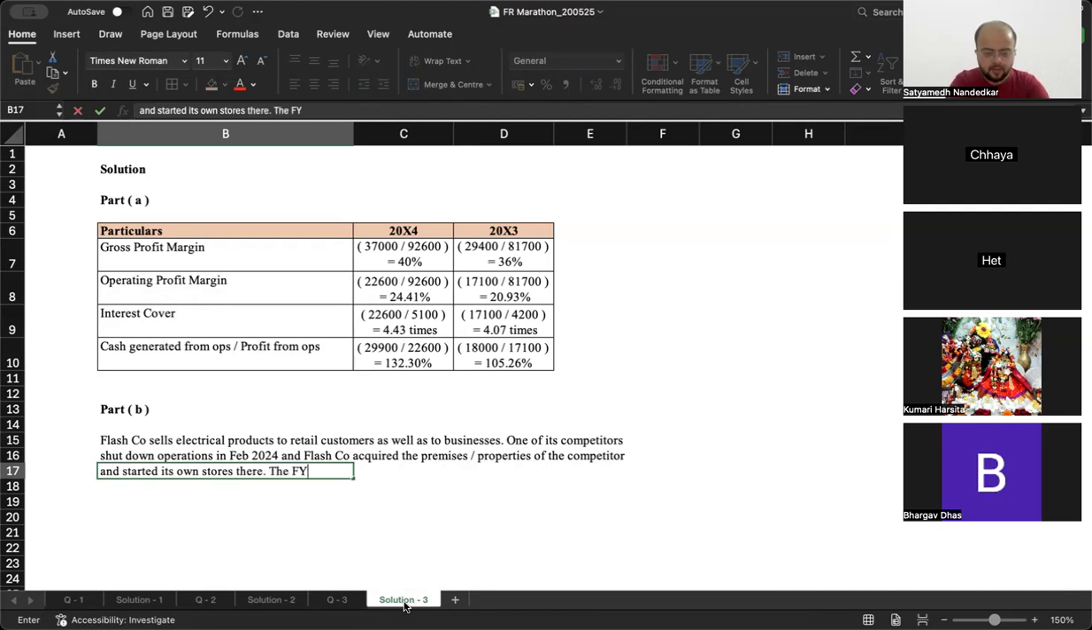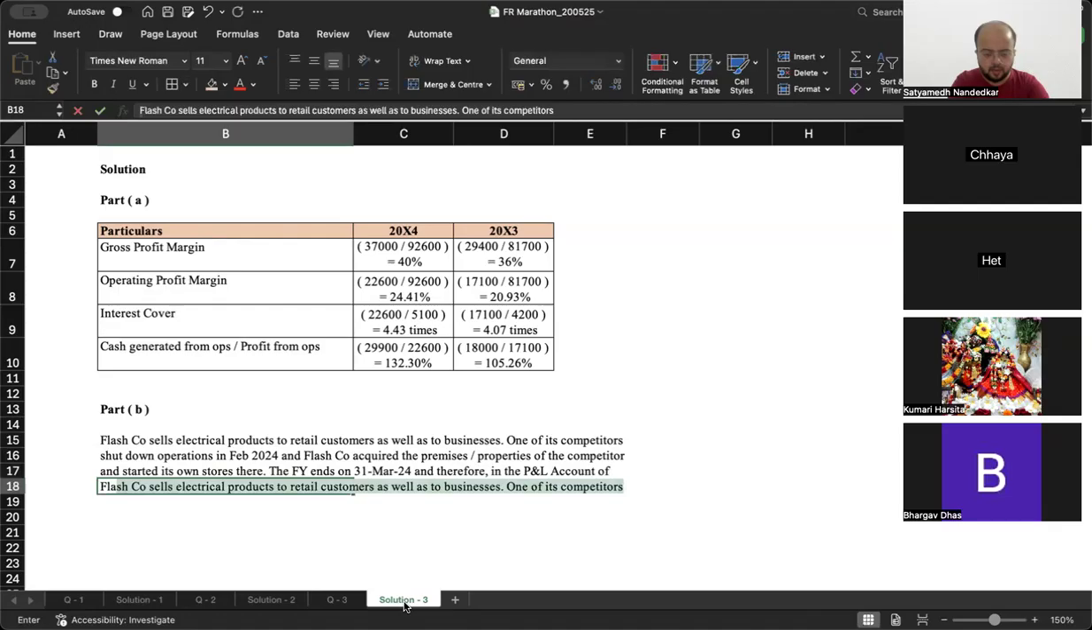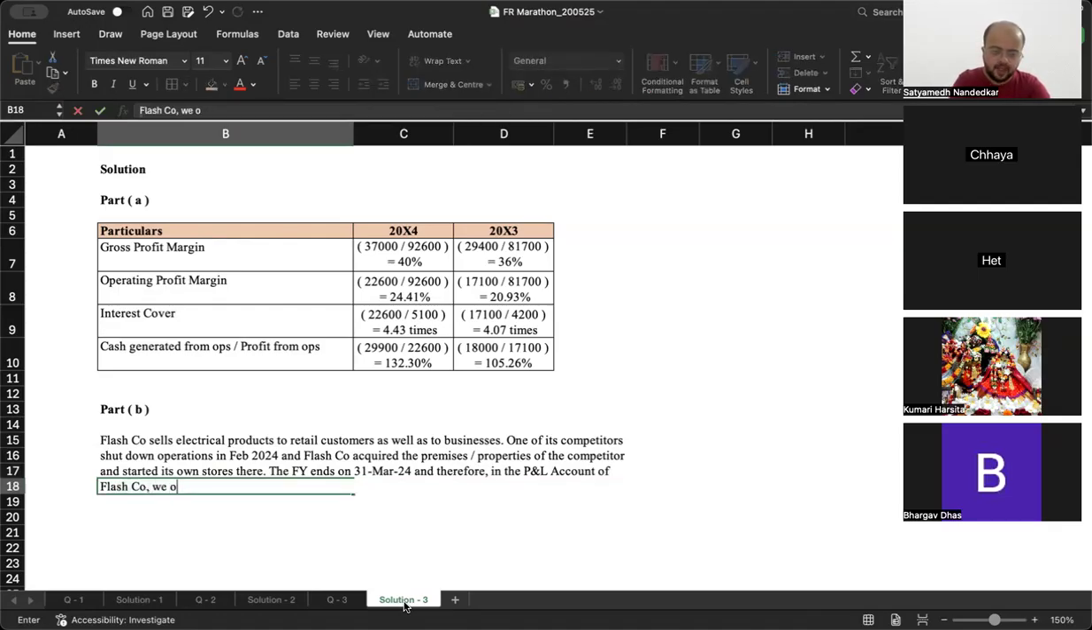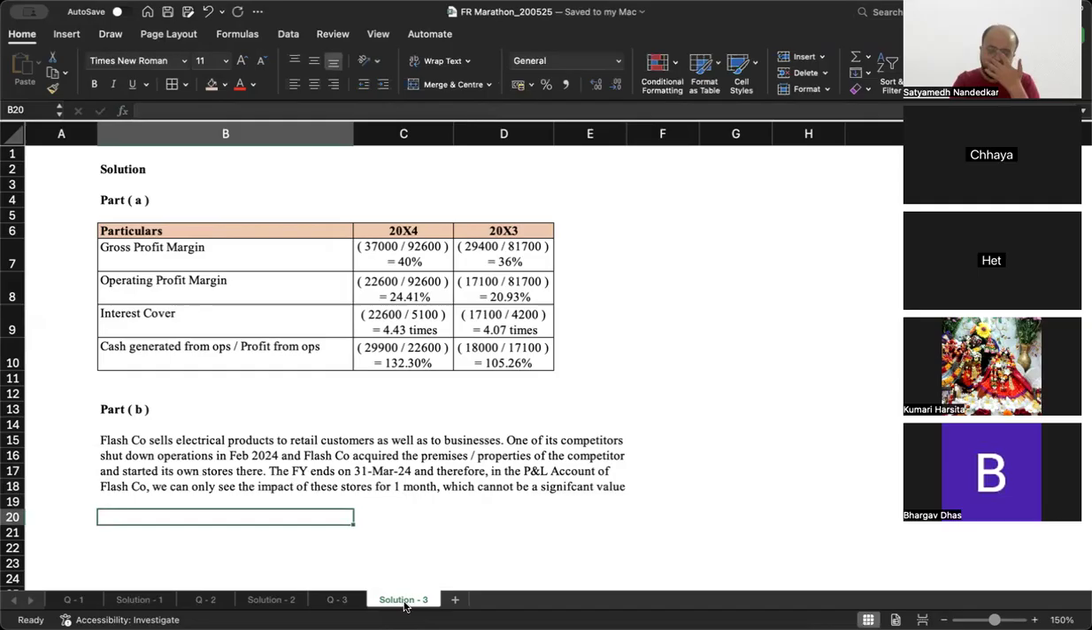there. The financial year ends on 31st of March, ठीक है, 24, and therefore in the P&L account of Flash company, we can only see the impact of these stores for 1 month, which is not a, or which cannot be a significant value. ठीक है, ये हो गया आपका.